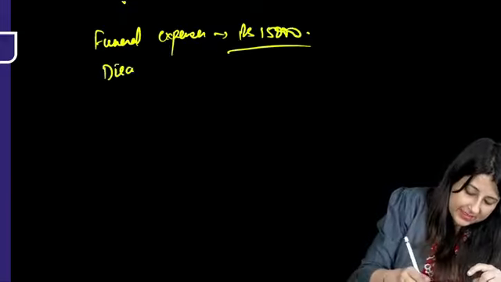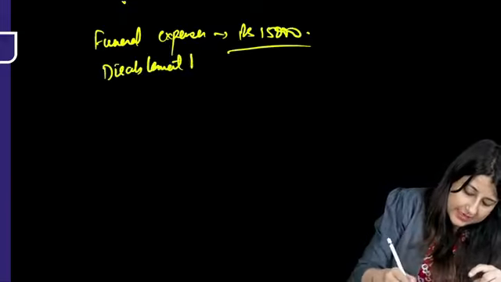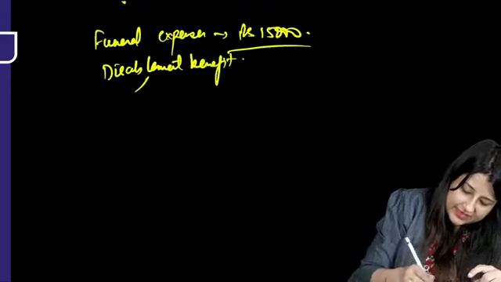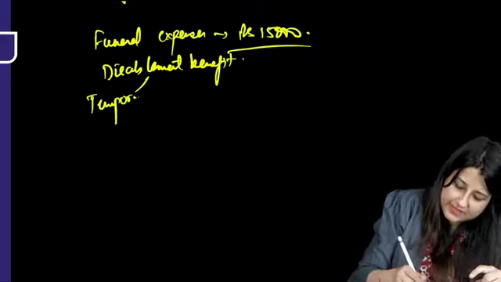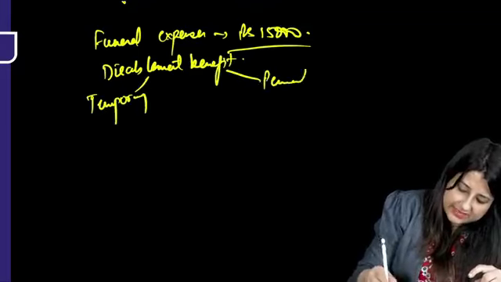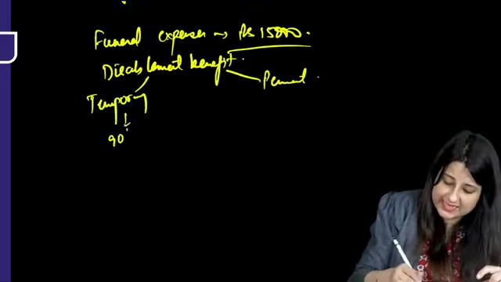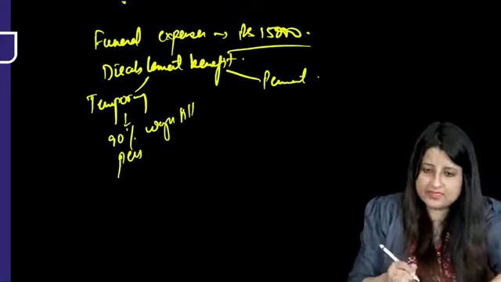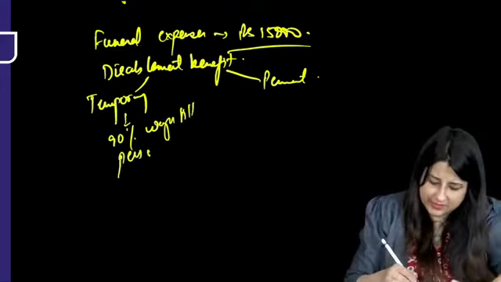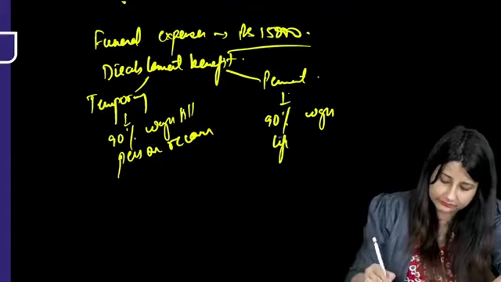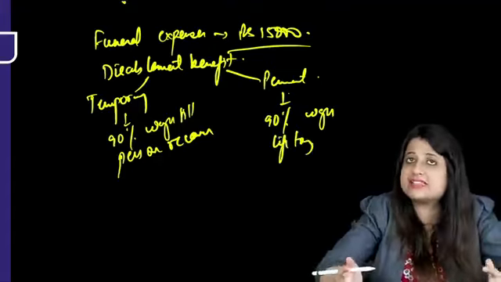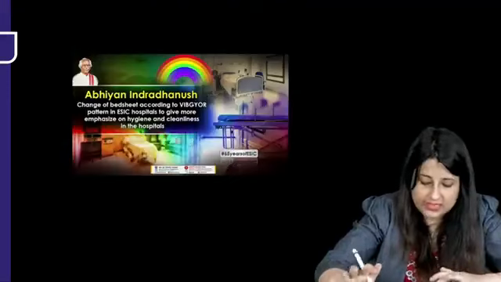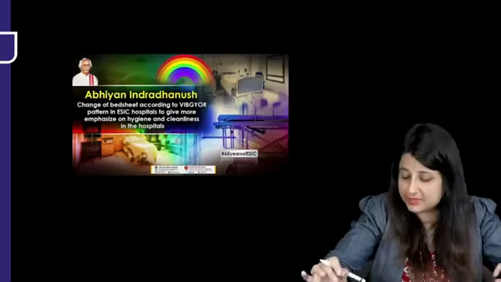Then disablement benefit. If it is temporary disablement, it is at 90% wages till the person recovers. Permanent disablement is minimum 90% of wages, lifelong. It could be more also, as decided by the board. So this is what the ESI Act says. These were the major points about the ESI Act which you must revise.